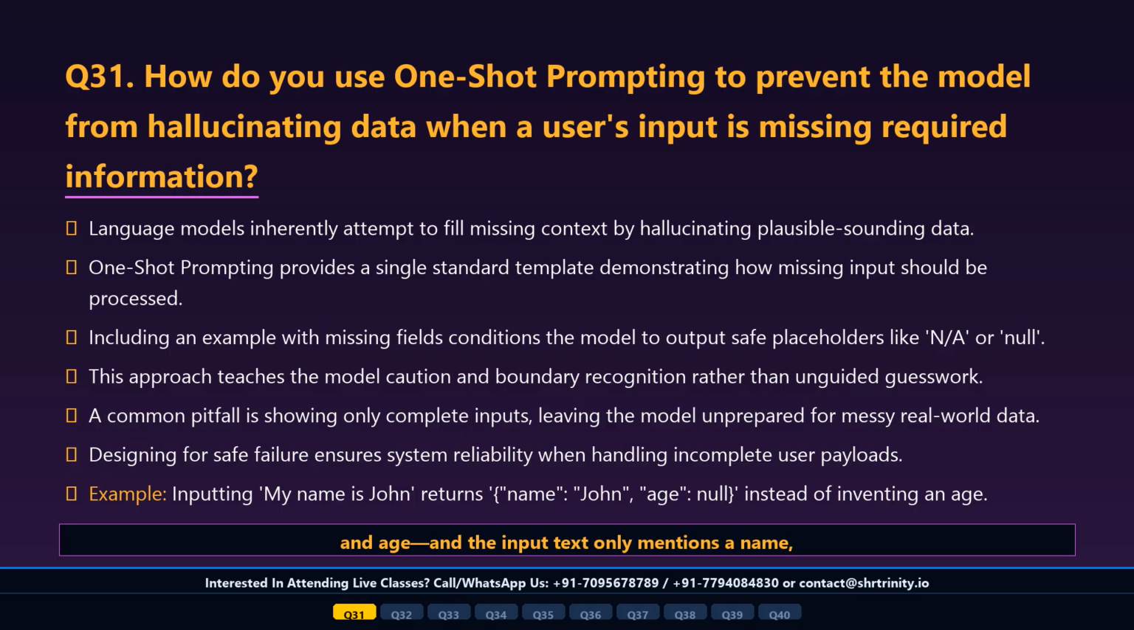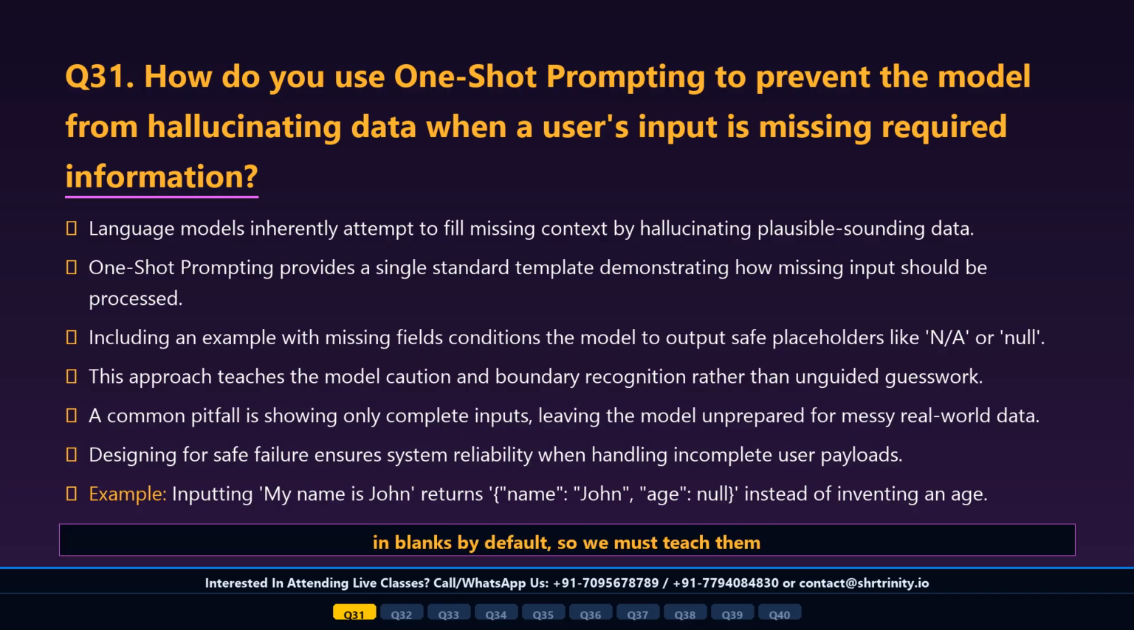To stop this, we use one-shot prompting specifically designed around edge cases. By giving the model a single concrete demonstration where required input is missing, we set a clear pattern for how to behave. Notice our bullet points. We emphasize that LLMs fill in blanks by default, so we must teach them safe failure states using placeholders like null or not applicable. A frequent mistake developers make is providing pristine, perfect example inputs. When real-world messy data hits production, the model panics and hallucinates.